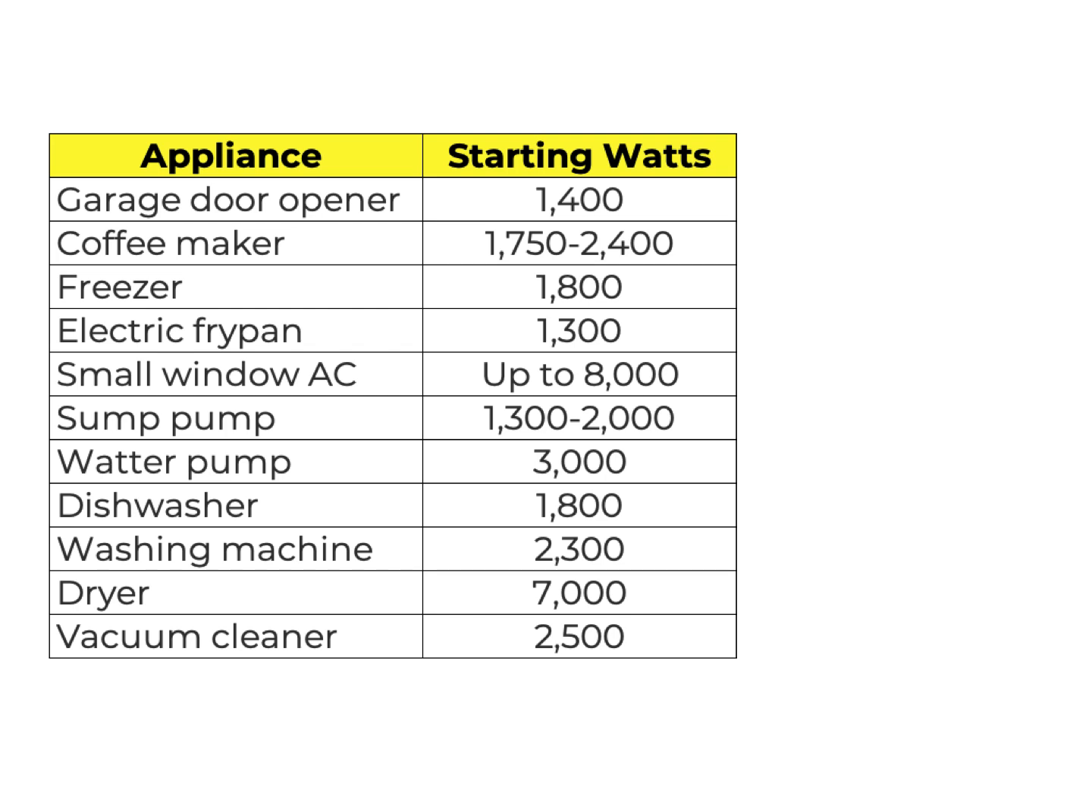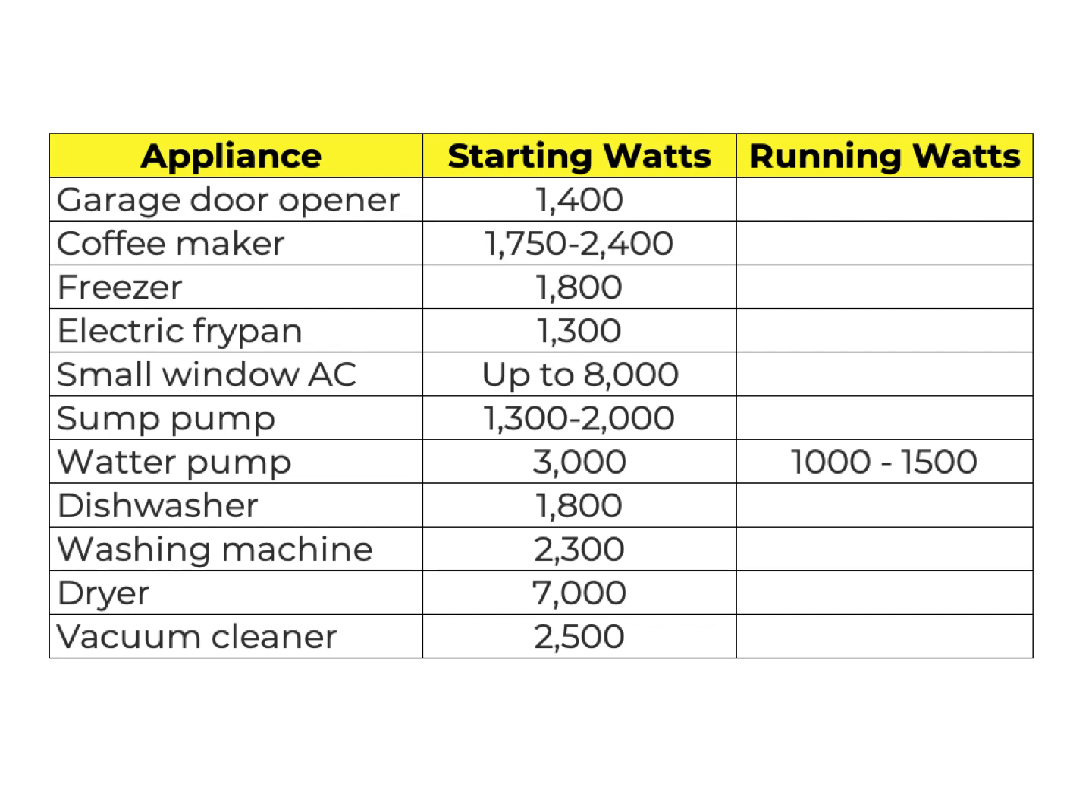A steady power supply that the generator delivers to keep the appliance going is called running watts. It is also known as continuous power or rated wattage. For example, if a water pump has a starting wattage of 3,000 watts, it will have running watts as low as 1,000 to 1,500 watts. Let's look at some commonly used appliances that need low running watts to perform their routine.